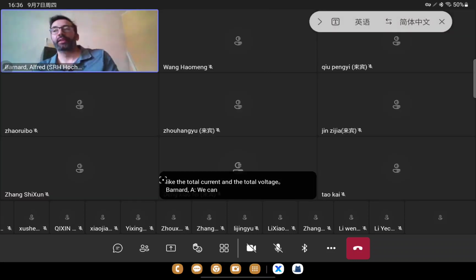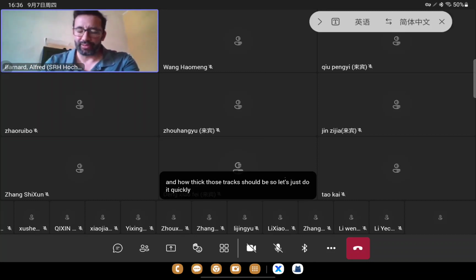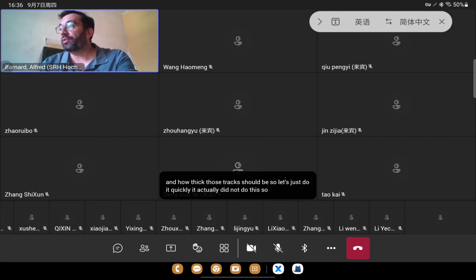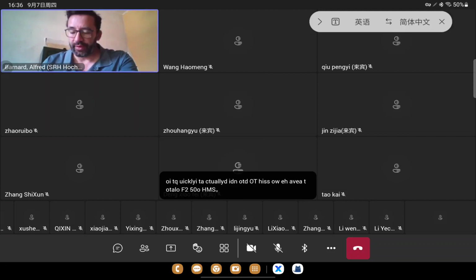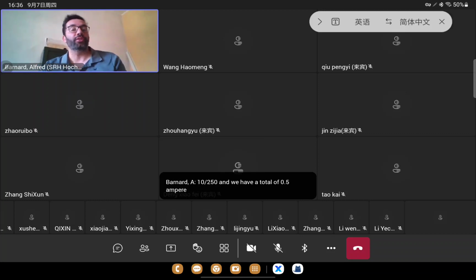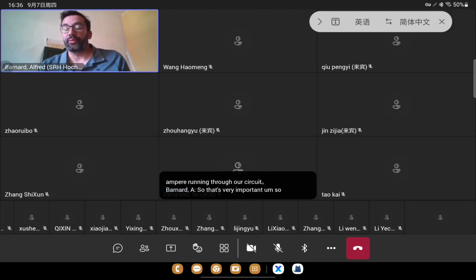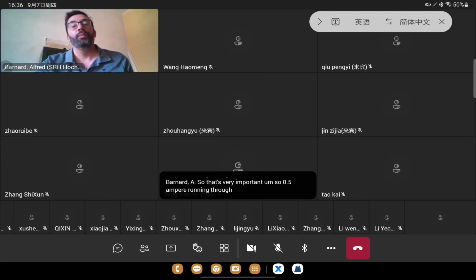we can then calculate what the values are for our components and how thick those tracks should be. So let's just do it quickly. I actually did not do this. So we have a total of 250 ohms. 10 divided by 250, and we have a total of 0.5 ampere running through our circuit. So that's very important. 0.5 ampere running through our circuit.